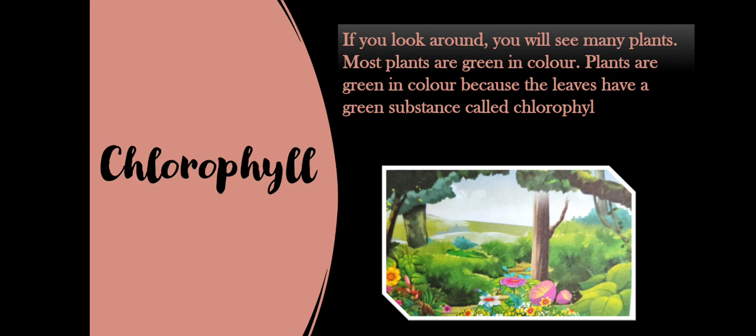Why? Plants are green in color because the leaves have a green substance called chlorophyll. It means that due to the presence of chlorophyll, the color of all the plants is green. So chlorophyll is the main substance which makes the plant's color green.